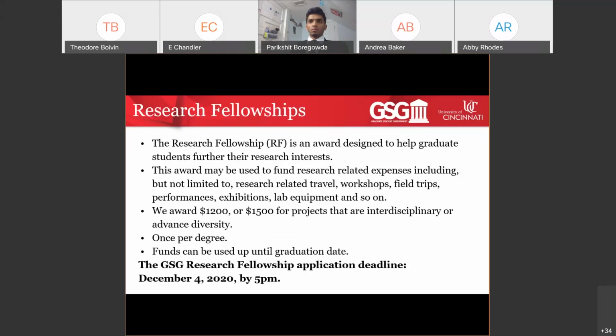I also wanted to mention the research fellowships quickly, and I will continue to bring these up. But this is something I wanted to put in your bonnet at the beginning of the year, and I'll keep reminding you because it's December 4th. This is a great way to get some extra money for your research funding. And there are some guidelines, there are some restrictions, but really we're trying to be as flexible and supportive, especially in these unique circumstances of graduate research.